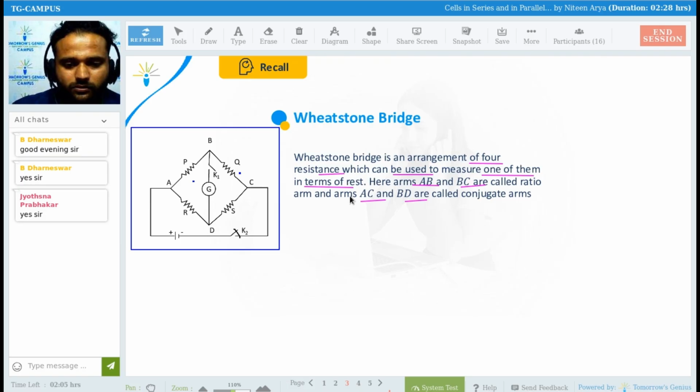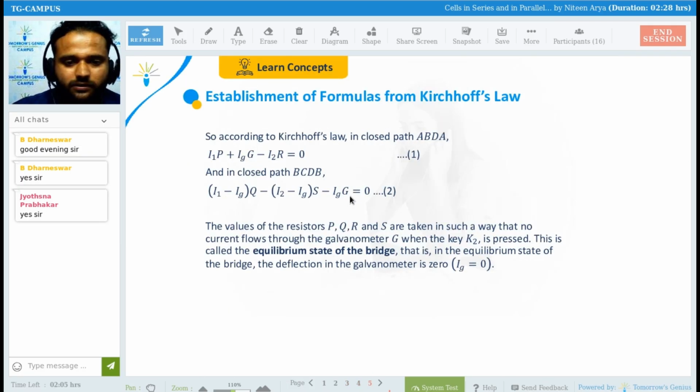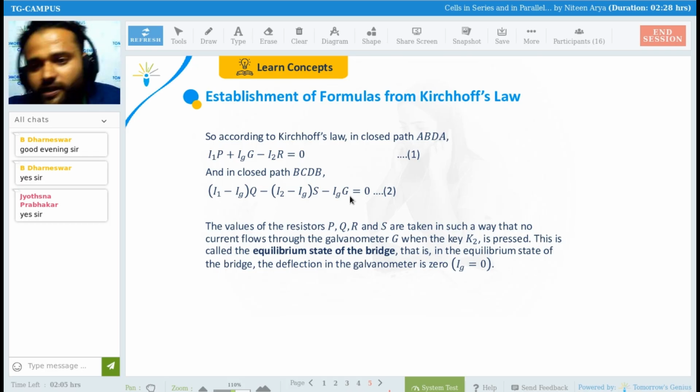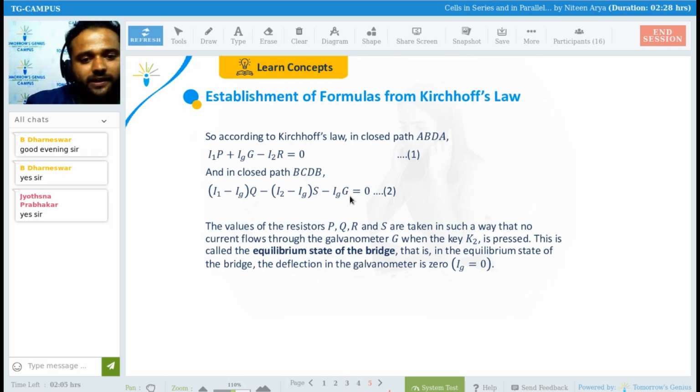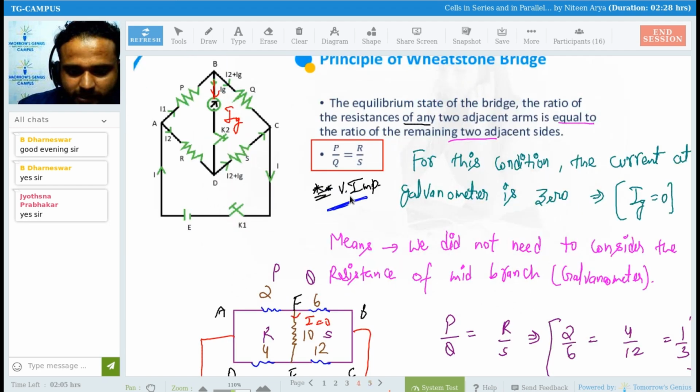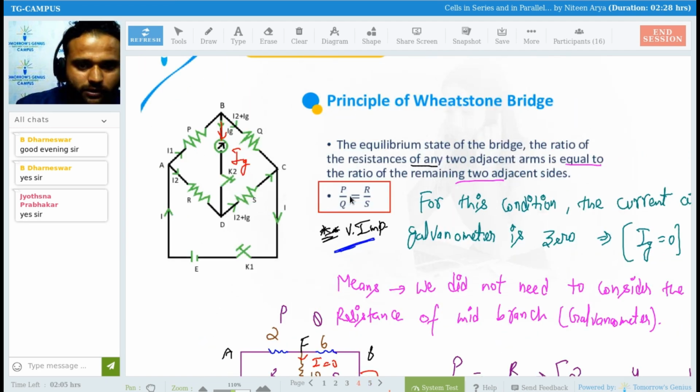Okay. So, this is done. Establishment of formula from Kirchhoff's law. According to Kirchhoff's law, in closed path A, B, D, A, obviously you are not understanding what is going on here. So, let me take a snip of that and paste it on the next slide. I'm doing that snip, so just give me a minute.